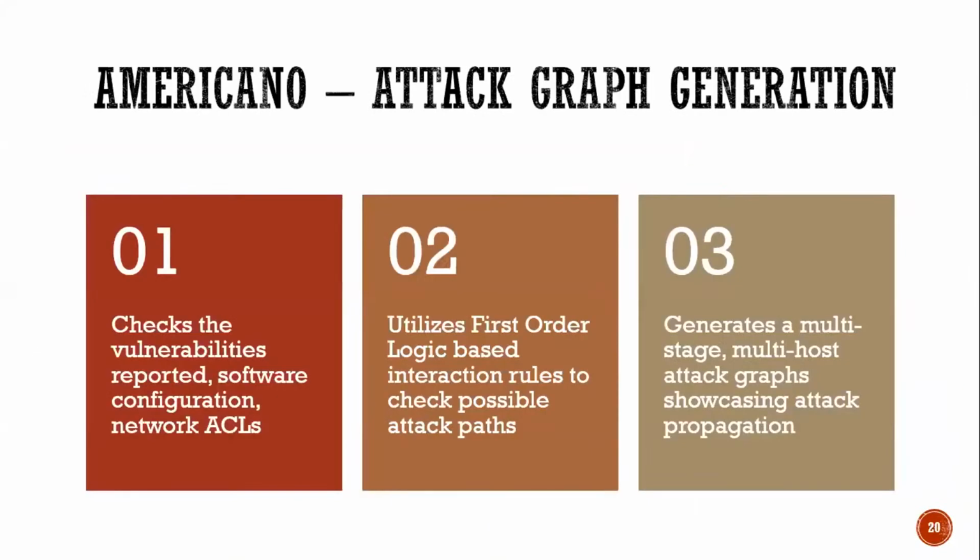So with Americano, we get the information from Stinger, and we use these vulnerabilities and software configuration to pass to a first order logic based framework. And that framework basically generates a multi-stage, multi-hop attack graph. And an attack graph basically shows the different paths an attacker can take in a network to be able to reach his desired goal.